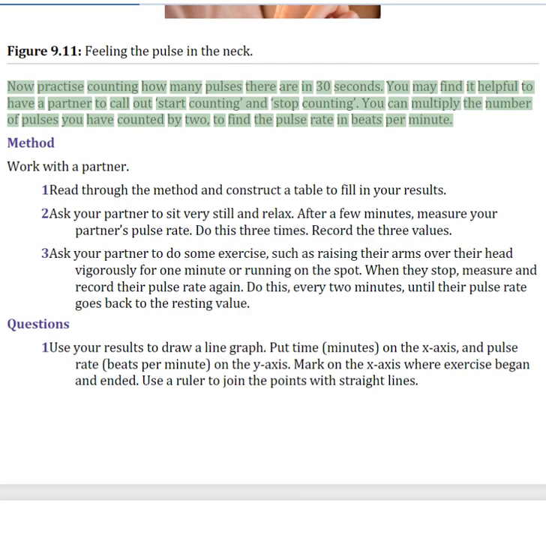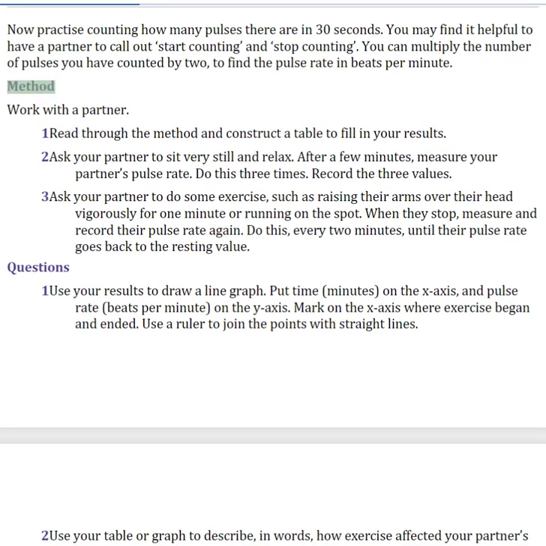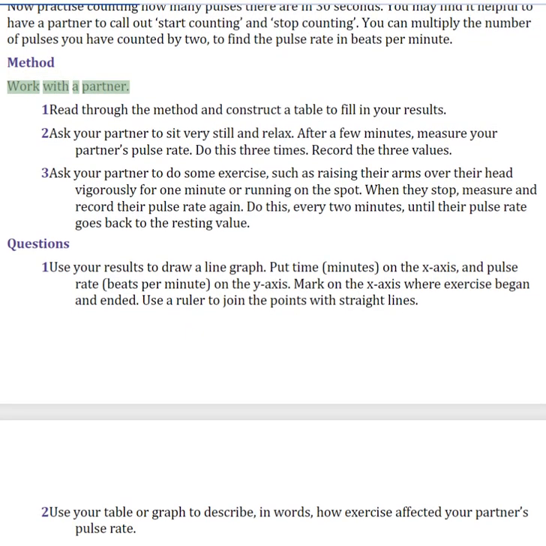Now practice counting how many pulses there are in 30 seconds. You may find it helpful to have a partner to call out start counting and stop counting. You can multiply the number of pulses you have counted by 2 to find the pulse rate in beats per minute. Method. Work with a partner.